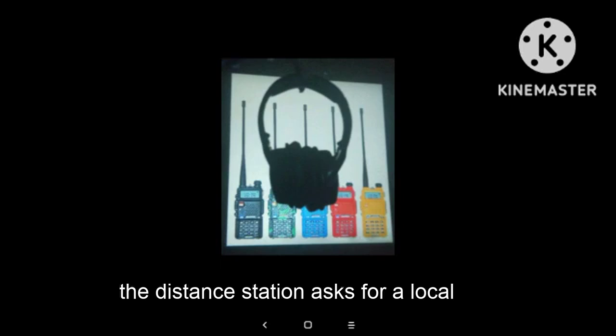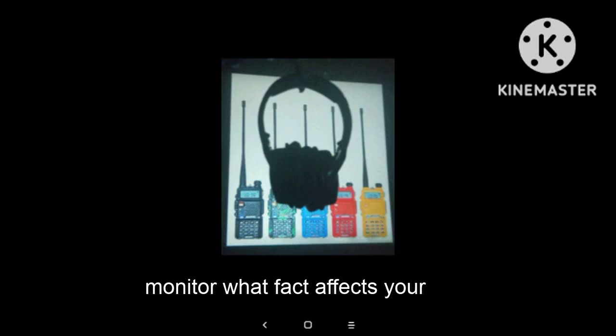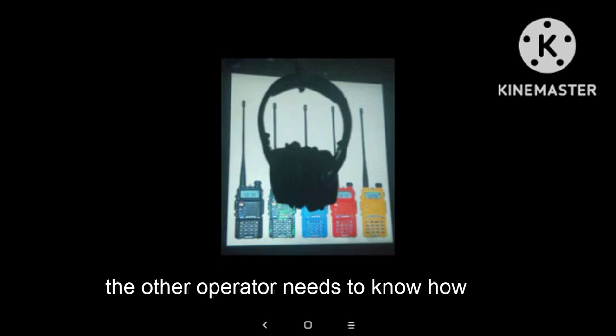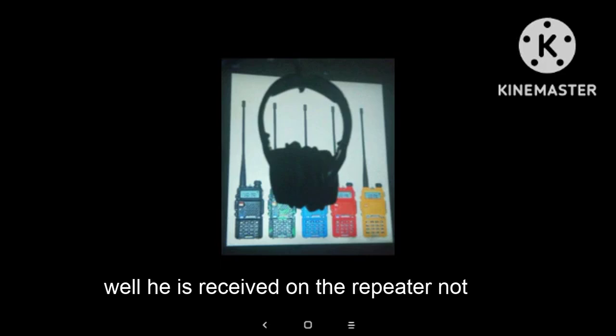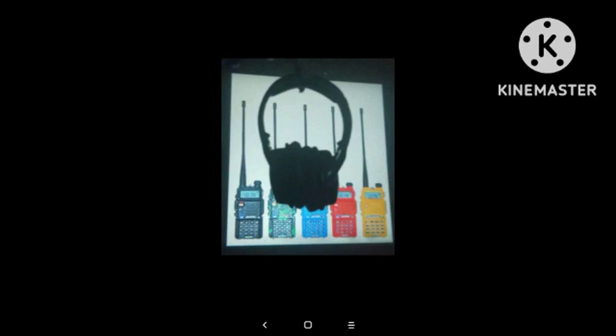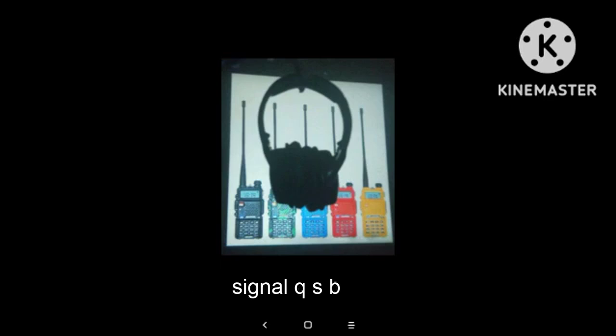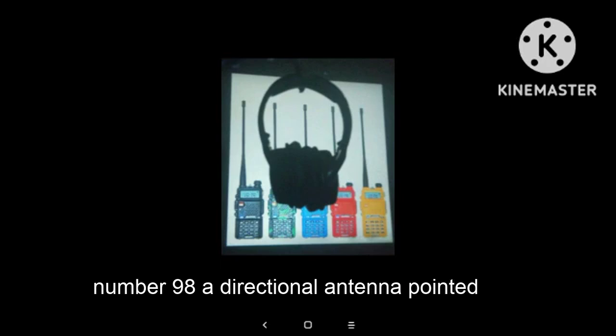Number 96. A distant station asks for a signal report on a local repeater you monitor. What fact affects your assessment? The other operator needs to know how well he is received on the repeater, not how well you receive the repeater. Number 97. What is the meaning of the Q signal QSB? Your signal is fading.